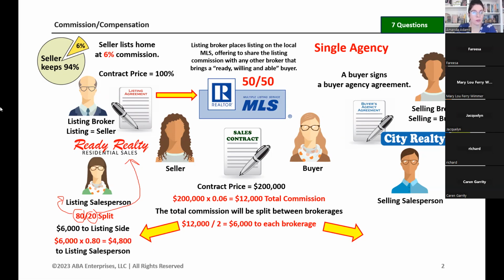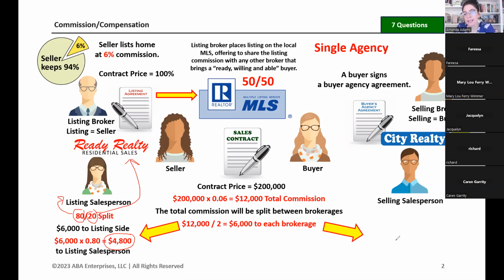So the broker will turn around and cut a brand new check made out to the listing salesperson for $4,800. It's not a bad check, is it? That sounds good to me. I like it. I'll take a $4,800 check. I mean, if someone's handing them out. So we take that 6,000 times her portion, 80%, and she gets 4,800.